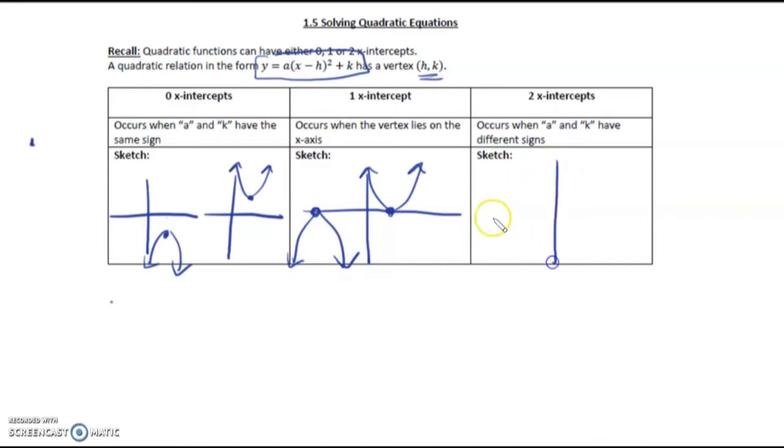Now, 2 x-intercepts occurs when a and k have different signs. So when k is positive, the parabola lies above, and then a would be negative, so it would go through the x-axis. And when k is negative, the parabola lies below the x-axis, and then a would be positive, so it would go through.